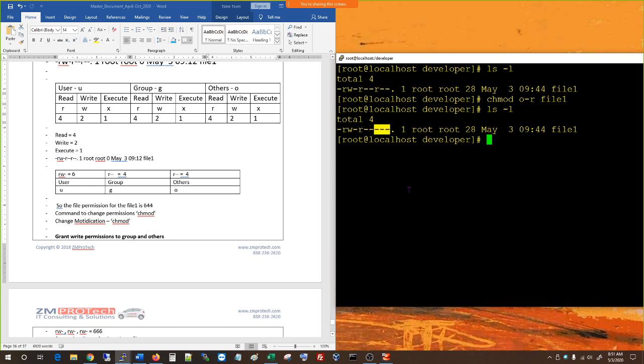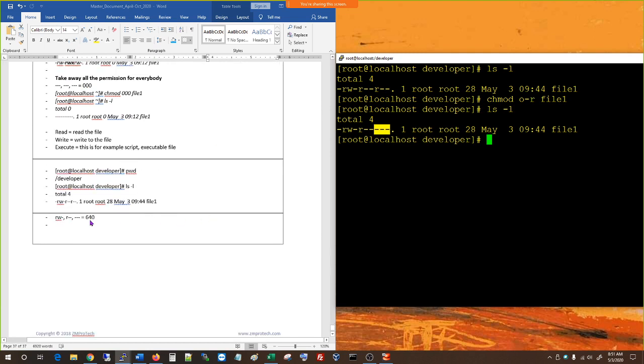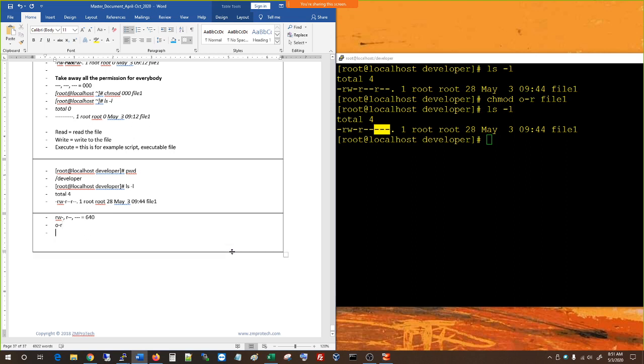But if we would have been using the number here, what would be the number? We have to give the full number here, 340. So it would be the same thing here, o minus r. That means we are removing the permissions here. So this is what we did here.